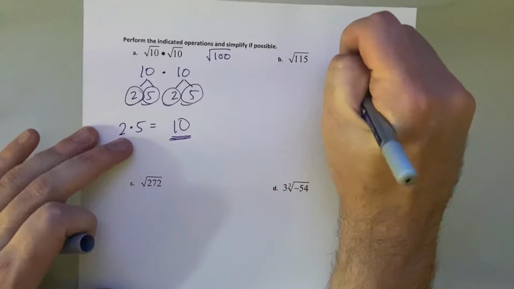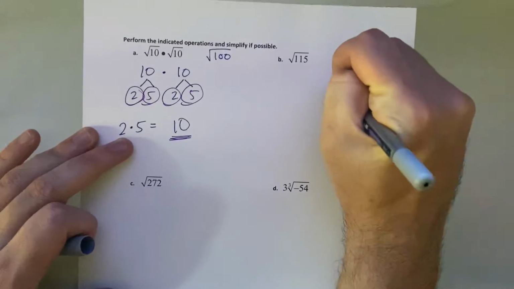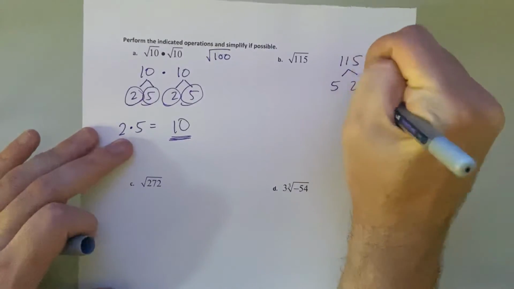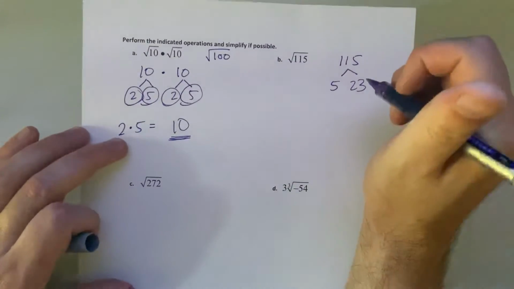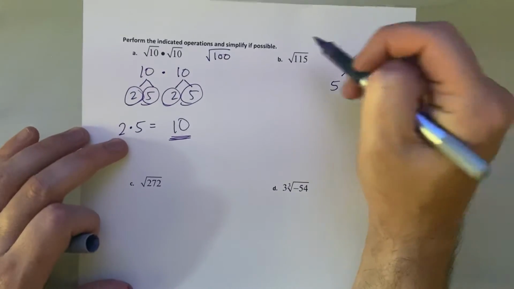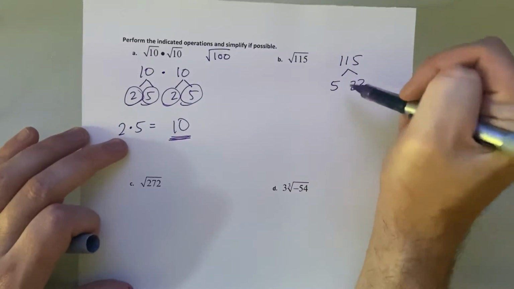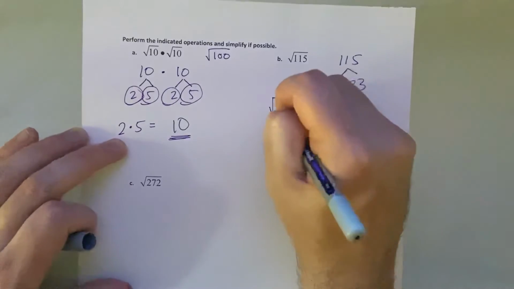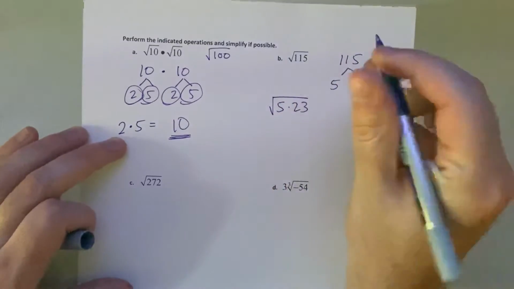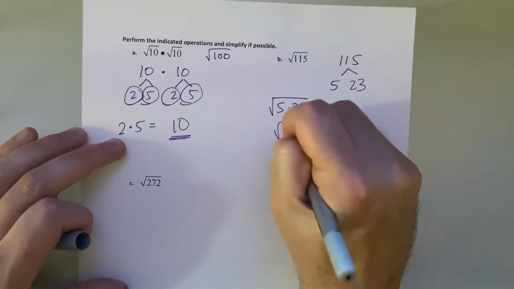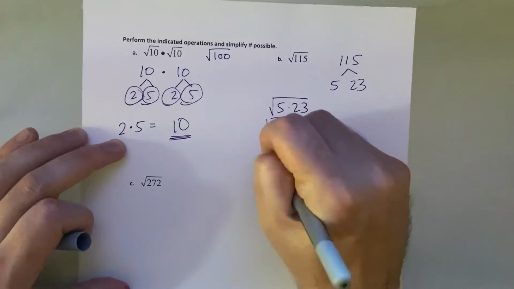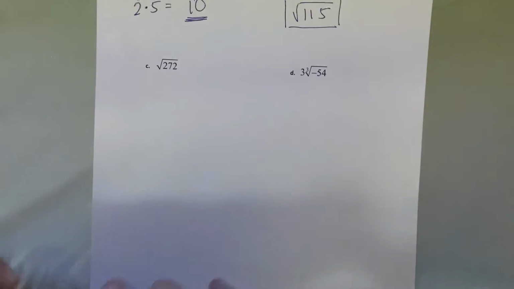115. If I break down 115, it is a multiple of 5. It's 5 times 23. But 23 is prime, and 5 is prime. So if I wanted to simplify this, I don't have any pairs. I have no pairs. All of them stay under the radical, and I just have the regular square root of 115. It can't be simplified from there, which is possible. You could get one that's not able to be simplified.